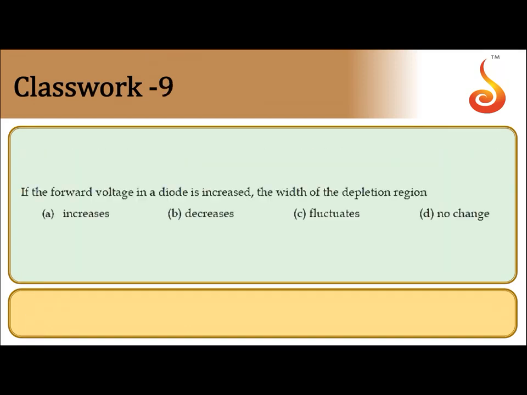Next one. If the forward voltage in a diode is increased, the width of depletion region increases, decreases, fluctuates, no change. So forward voltage is increased. When forward voltage is increased, the width of depletion region should decrease. So in forward bias, width of depletion region decreases. That is option B.